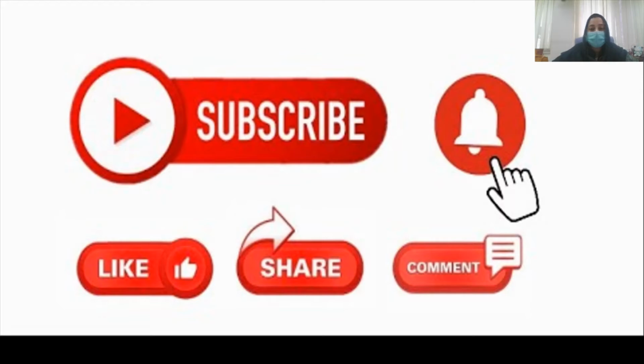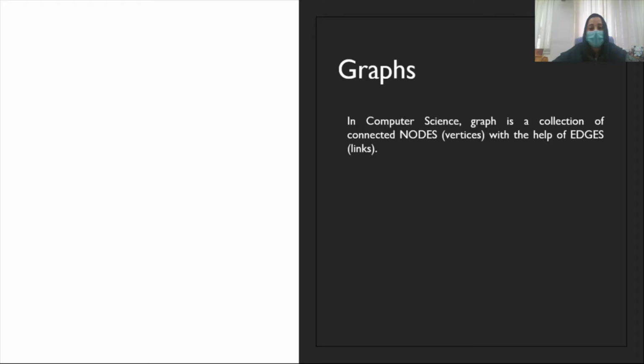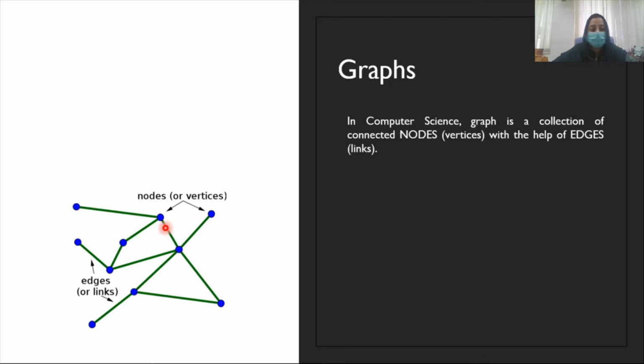So let's begin with our today's lecture. Today we are going to discuss graphs. Let's first see what a graph is. In computer science, a graph is a collection of nodes or vertices connected with the help of edges or links. These blue dots that you're seeing are the nodes, and these green lines that you're seeing are the edges or links. A node is a thing or an entity to which we can assign some value.